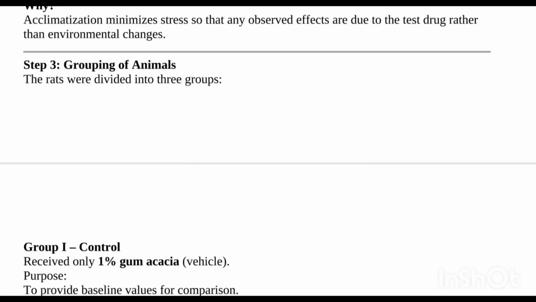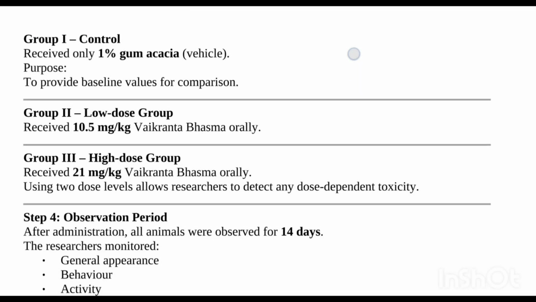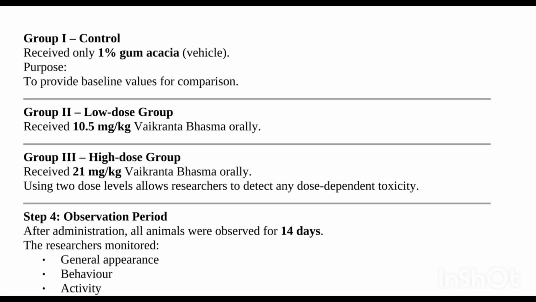And step 3, grouping of animals. The rats were divided into 3 groups. Group 1 is the control group, which received only 1% gum acacia to provide baseline values for comparison. Group 2, the low dose group, received 10.5 mg per kg Vaikrant Bhasma orally. Group 3, the high dose group, received 21 mg per kg Vaikrant Bhasma orally. Using 2 dose levels allowed the researchers to detect any dose dependent toxicity.